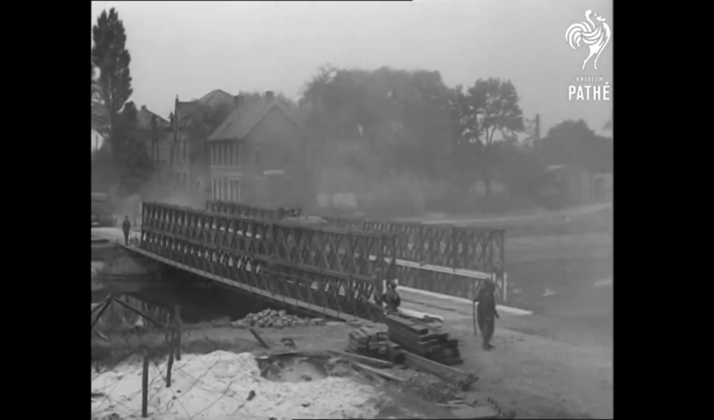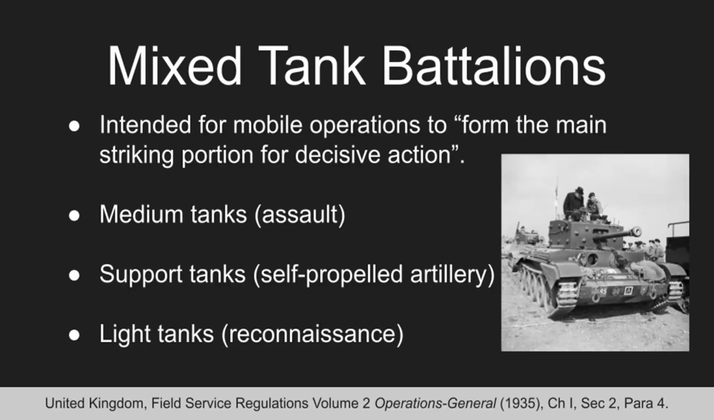So, British doctrine saw two distinct roles for tanks. The primary role for British tanks was mobile operations. Highly mobile forces of light and medium tanks would form the main striking portion for decisive action. They would operate in self-contained mixed tank battalions. The mix consisted of medium tanks, the principal assault weapon of the battalion. There would also be support tanks, what we today would call self-propelled artillery, firing HE and smoke shells. Finally, the battalion would have light tanks for reconnaissance and for neutralising enemy anti-tank units. These mixed battalions would operate independently of the infantry divisions. This was seen as the main battle-winning role for tanks.